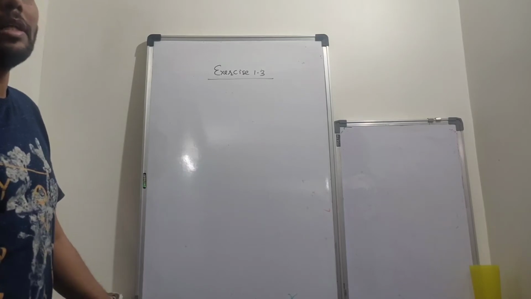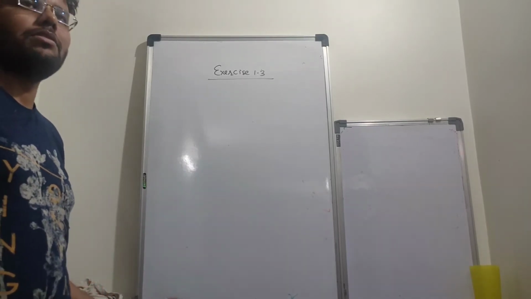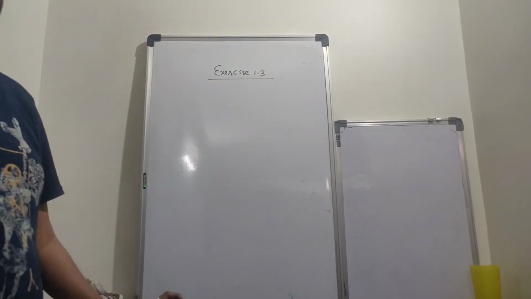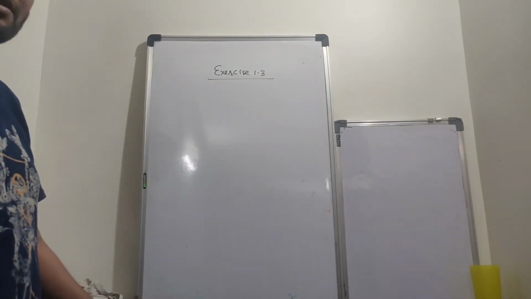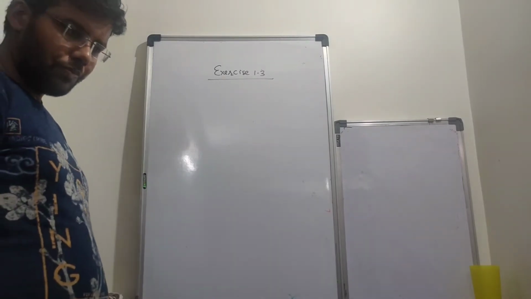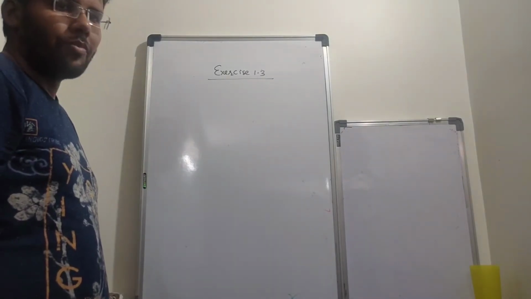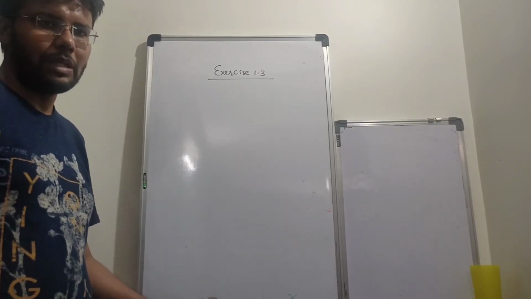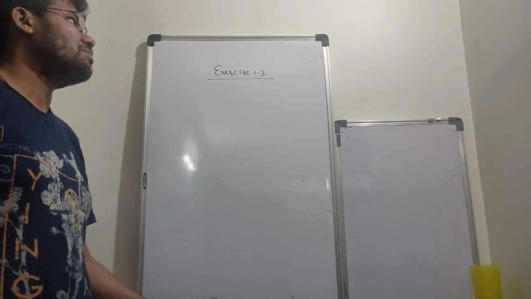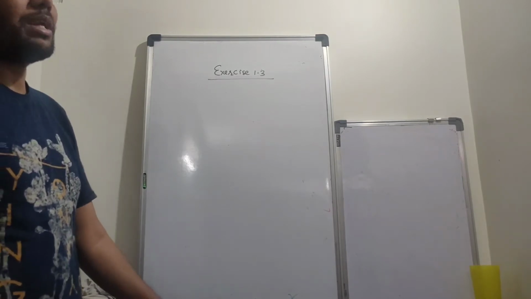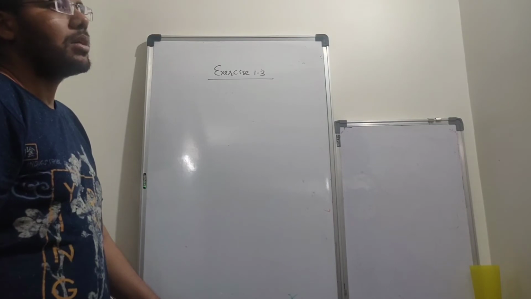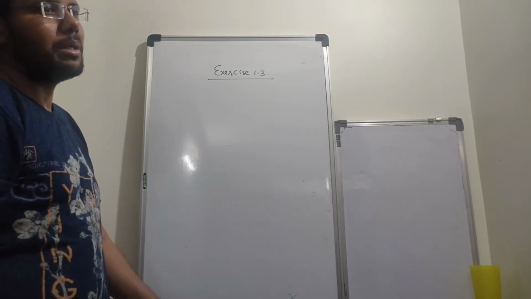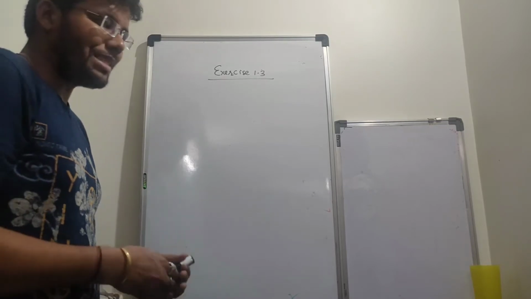As we know, the real numbers are a collection of rational and irrational numbers. Rational numbers can be expressed in the form of p by q, where p and q both are integers and q never equals 0, and both p and q have only one common factor, and that common factor is 1. When we perform their decimal expansion, the decimal expansion of a rational number is either terminating or non-terminating recurring.